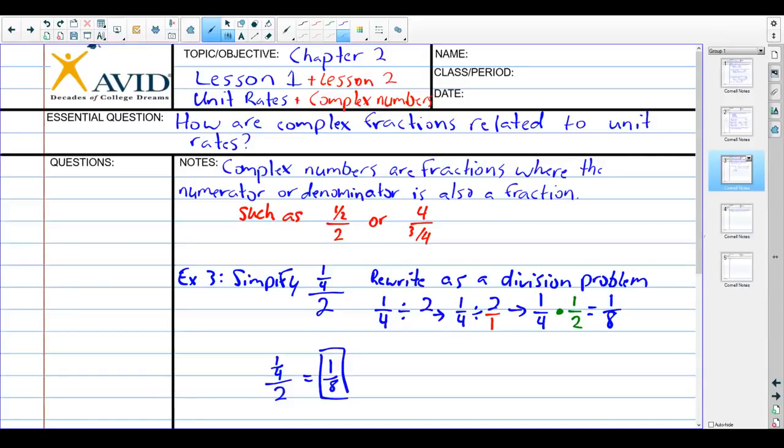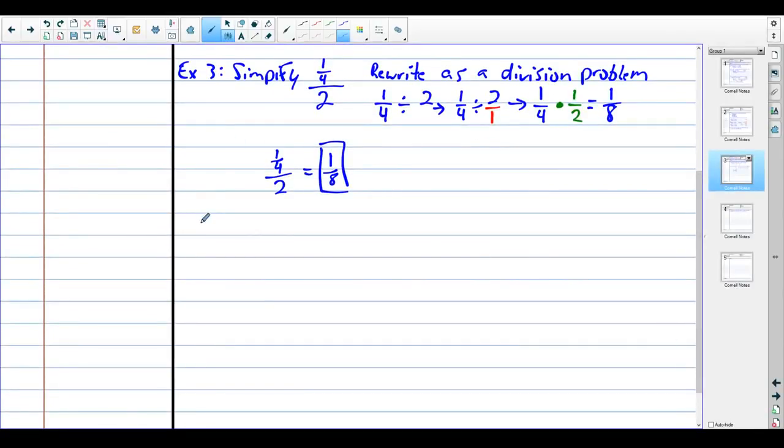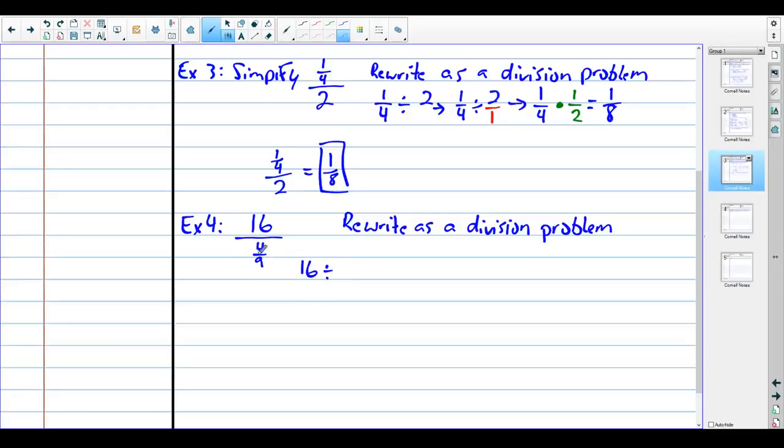Okay, so what's my next example? So, example 4. Let's do one more of those. 16 divided by 4 over 9. Okay, so we rewrite it as a division problem. So we're going to say this 16 comes first, divided by 4/9. And then we go through the same steps. We make this into a fraction. So we're going to end up with 16 over 1 divided by 4/9.